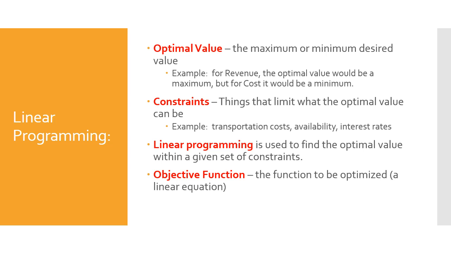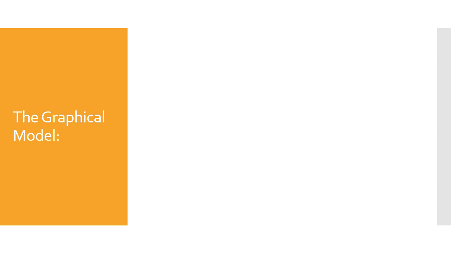The function that we're going to optimize is called our objective function, and it will always be a linear equation. The constraints will be linear inequalities, so they're going to be the greater than and the less than. And this is why in our first section we were working with finding the regions for inequalities on a graph. Okay, we're going to start with the graphical model.